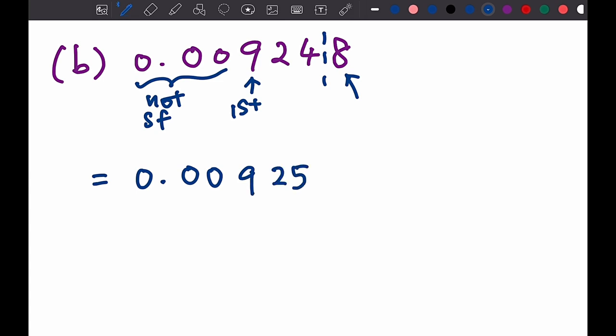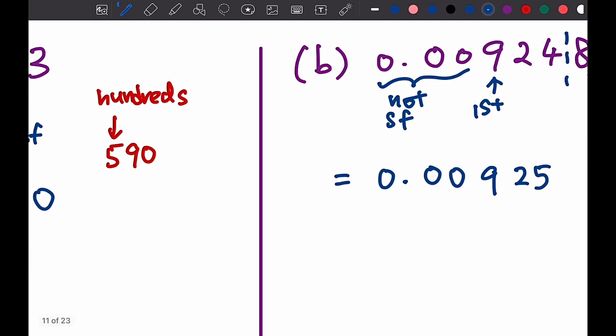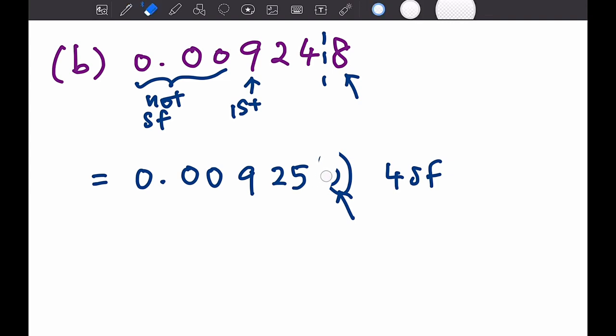So in our final answer, it will be 0.00925. Earlier on, in that example, we put in the other zeros. So does this mean that I will need to change this to 0? The answer is no. Because if you do that, you are deemed to purposely put in the 0, and therefore that 0 must be significant. Otherwise, why would you want to put it there? So in this case, if you put in that extra 0, this is actually 4 SF, because there must be a reason why you put this 0. So do not do that.